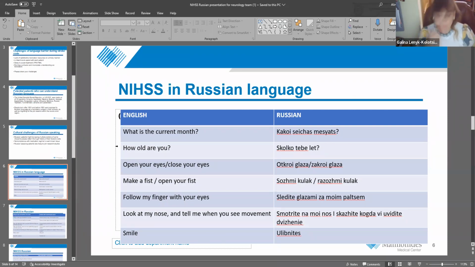And at the end, I created basically the simplified form, which our Asian coworkers learned. They really use it well, and they get their exam done even without the Russian translator at the time sometimes. So if we're saying what is the current month, you would say, какой сейчас месяц?